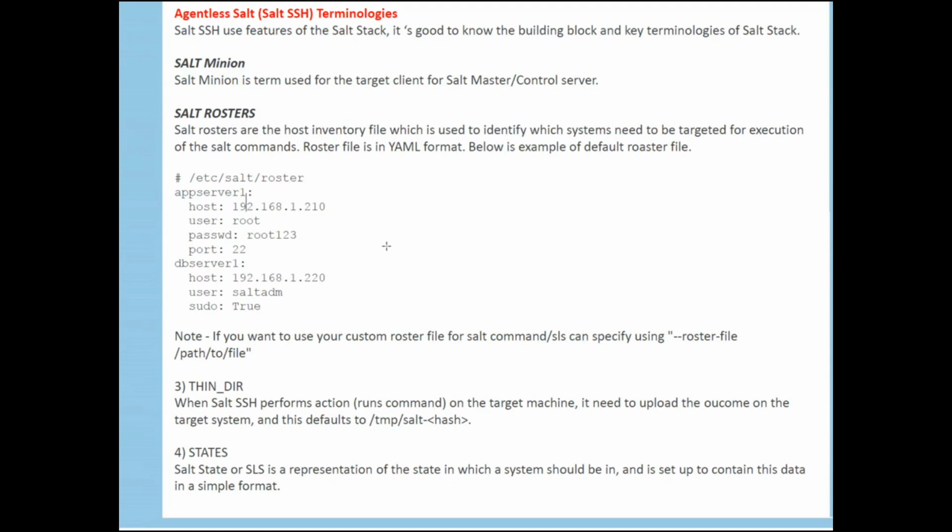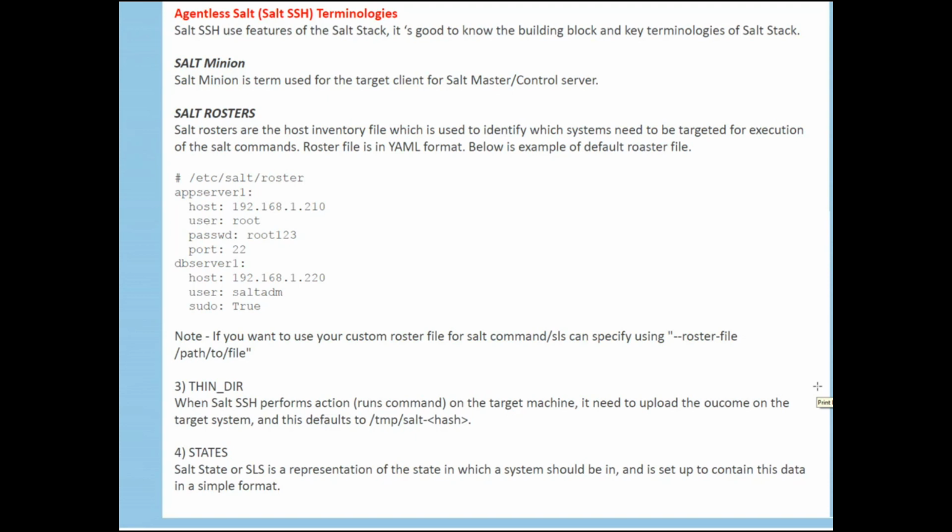And I have another server where I'm using the user saltadm for communication. I'm saying sudo true. So this user can run commands on the target machine as a privileged user, or you can say as the root user if I have configured root-level sudo. Friends, if you want your custom roster file, let's say you don't want to stick with the default, which is /etc/salt/roster, you can specify your own file by giving the keyword --roster-file and the path to your file.